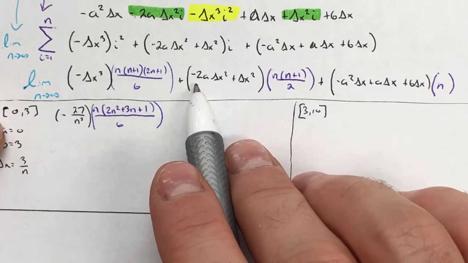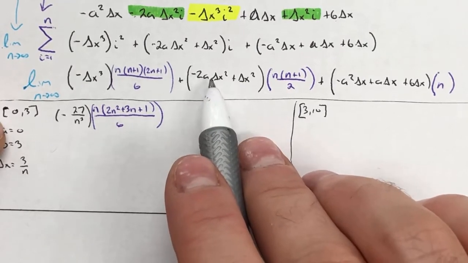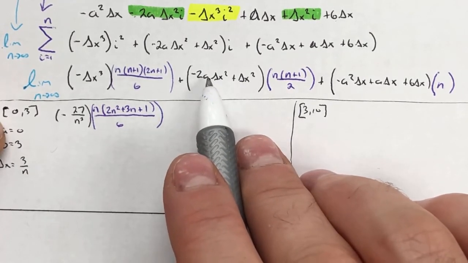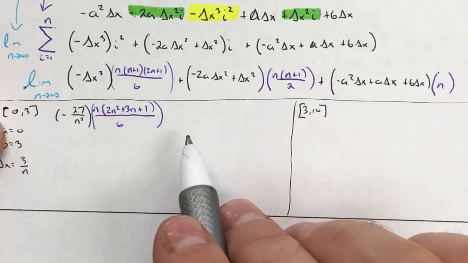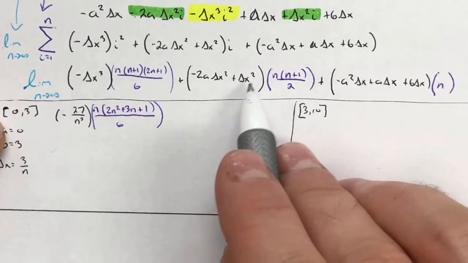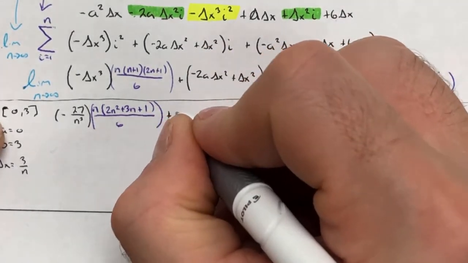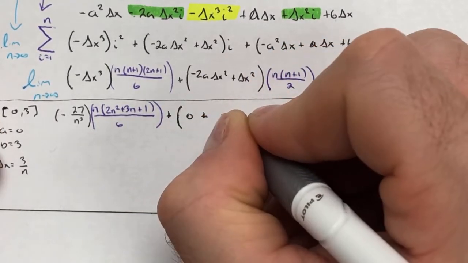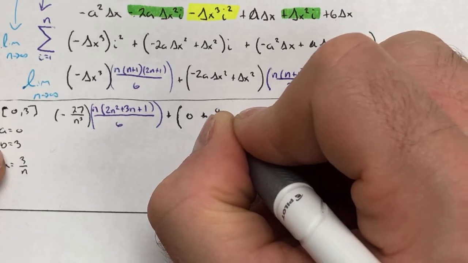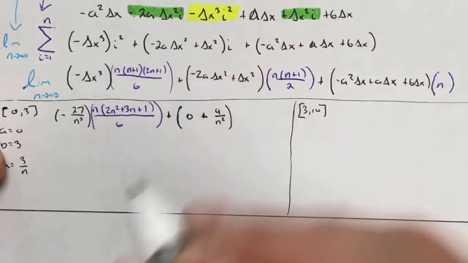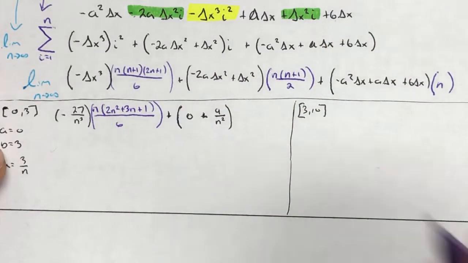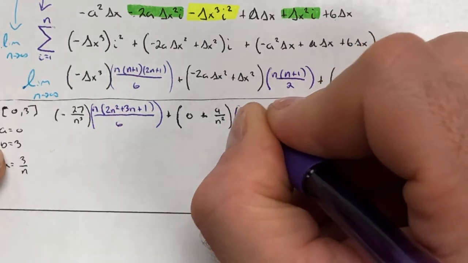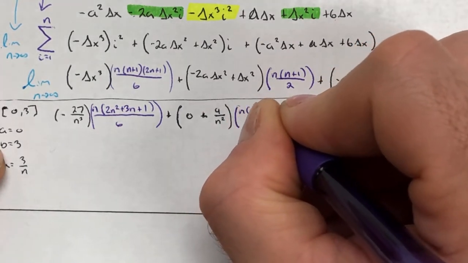In this case, when I go to plug in my a, I know my first term right here, because it's times a, is going to completely cancel out. So I'm only dealing with the delta x squared. So this is going to be 0 plus delta x squared, which is going to be 9 over n squared. And again, I'm going to leave this separate, and you'll see why in just a moment.